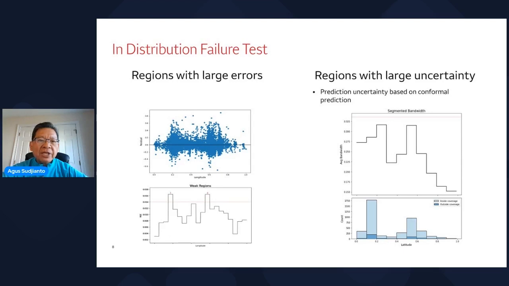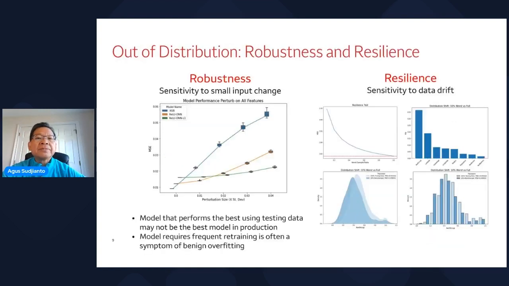In the distribution failure test, Patrick talked about how to test for failure, identifying the regions where the error is bigger. So that's slicing, understanding in which variable regions the error is bigger. We also look at regions with large uncertainty, which regions have bigger prediction uncertainty, and thus the model is less reliable. So reliability testing is in there. Both of these are important to identify model weakness so that the model can be improved further.